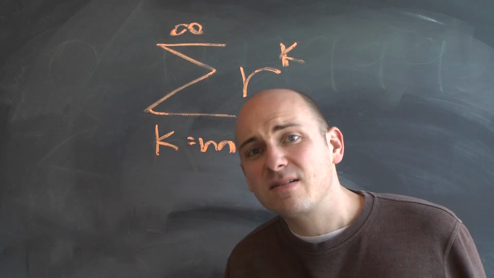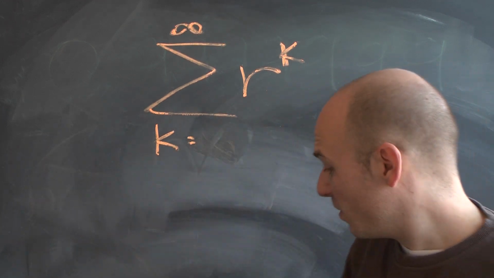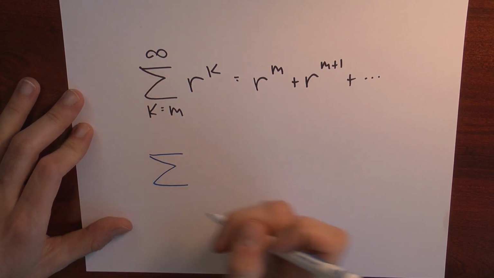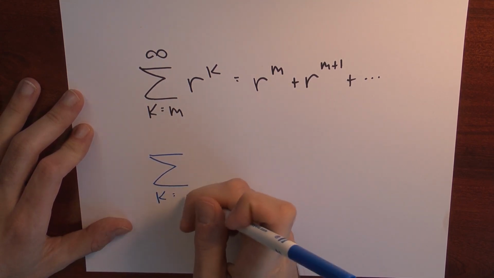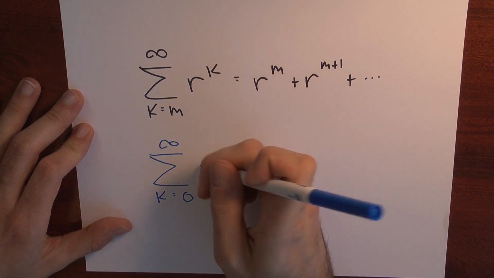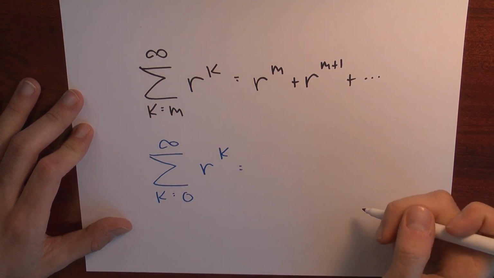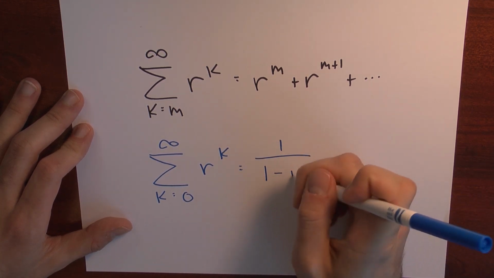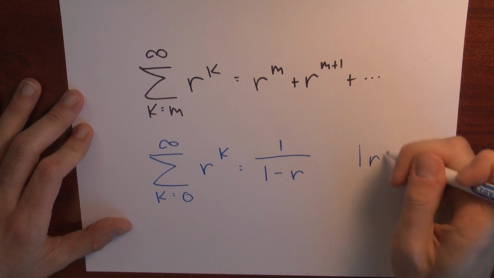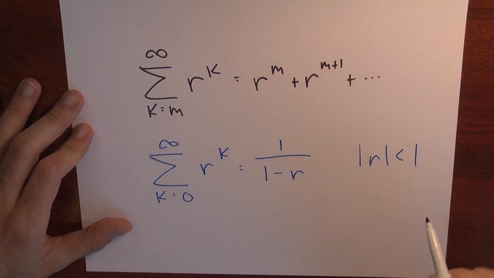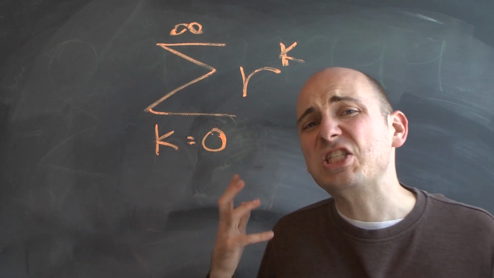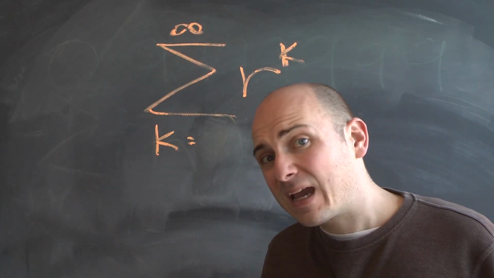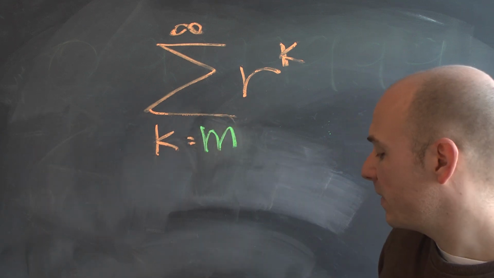I remember how to sum the series that starts not with m, but with 0. Well, in that case, to evaluate the sum k goes from 0 to infinity of r to the k, we already studied that, and that's 1 over 1 minus r, provided the absolute value of r is less than 1. I want to somehow change that 0 back into an m.